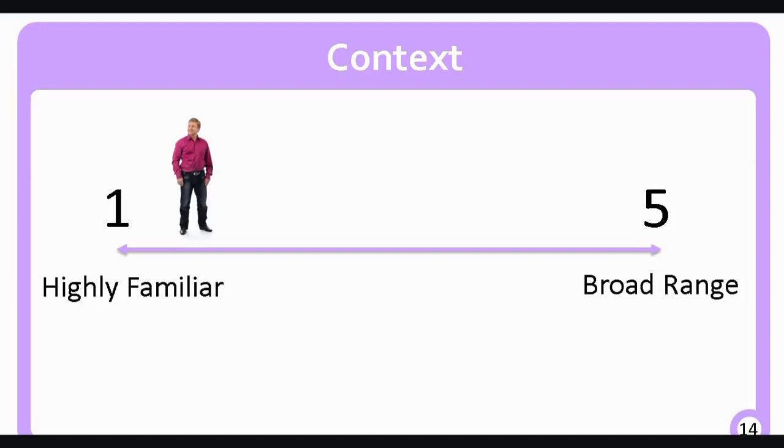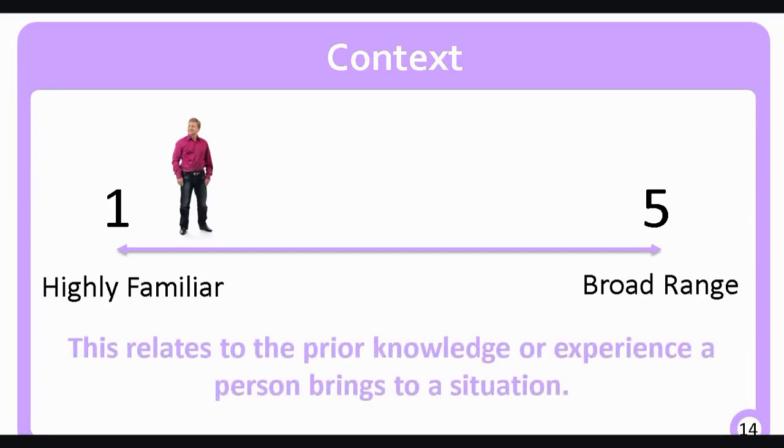But somebody who can adapt to working at KFC or another type of shop, or even a different type of environment that might not even be takeaway food, then that's somebody who's more likely to be level 5. Of course, for most people, they're somewhere in the middle. It all relates to the prior knowledge or experience that a person brings to the situation. They might be 1, they might be 5, they might be somewhere in the middle.